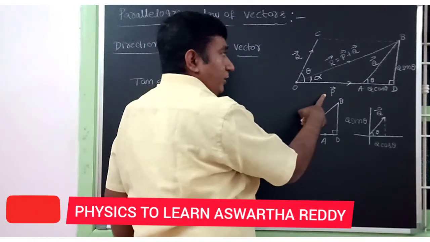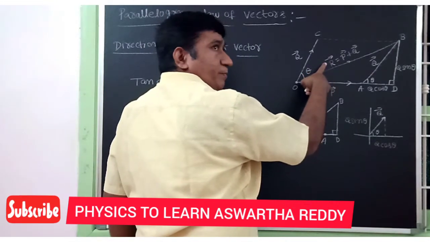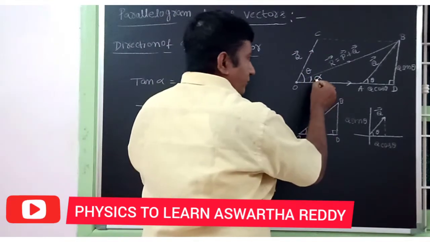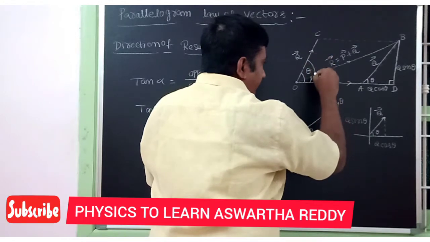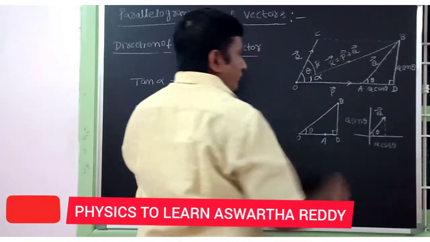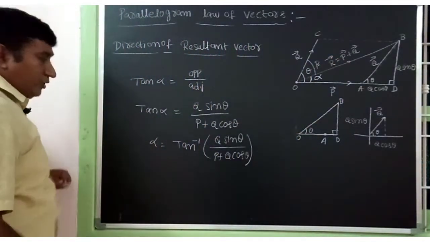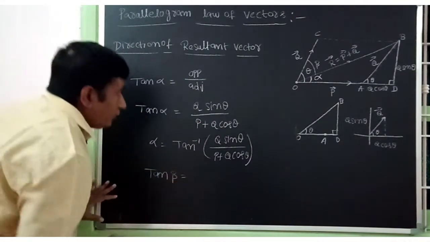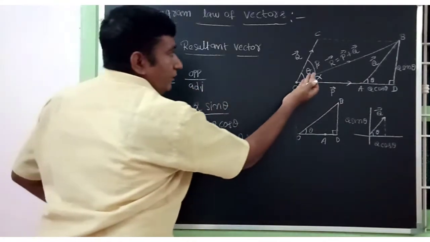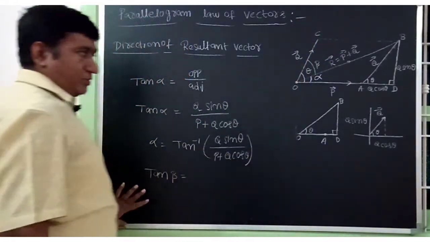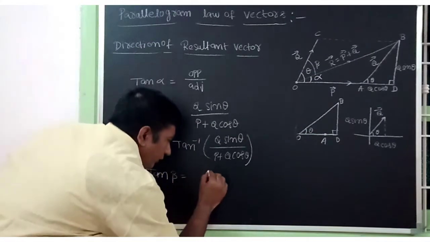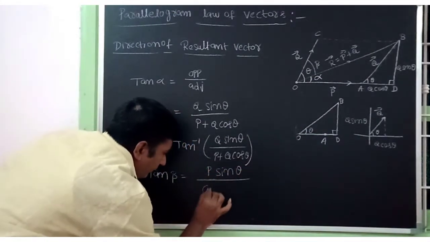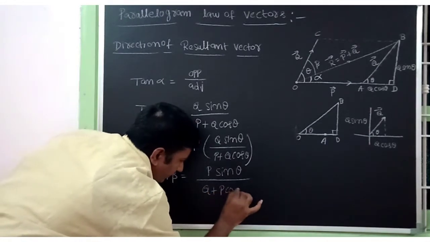For example, if the resultant vector makes an angle with respect to Q, so if that is not alpha but beta, in such a case tan beta is similar, but here P will resolve into two components. In such a case we get tan beta equals P sin theta by Q plus P cos theta.